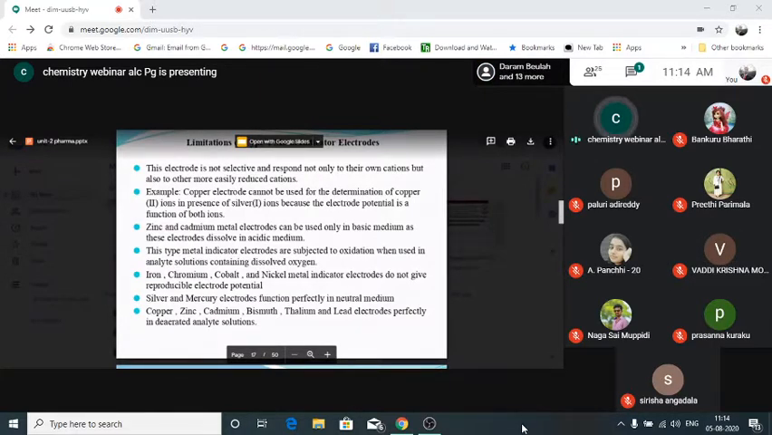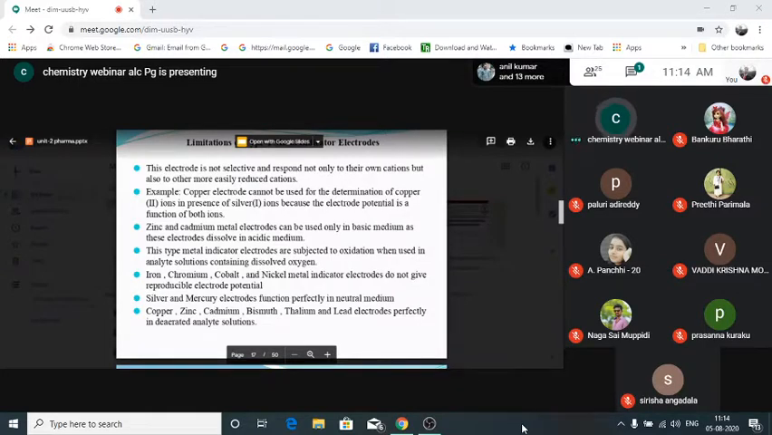Zinc and cadmium metal electrodes can be used only in basic medium, as these electrodes dissolve in the acidic medium. So this is the second limitation of the indicator electrodes. You cannot use all the indicator electrodes in different pH values. Some electrodes you can use in the acidic medium, some in the basic medium, some you have to use in the neutral medium only. Such limitation is observed in case of the zinc and cadmium metal electrodes.